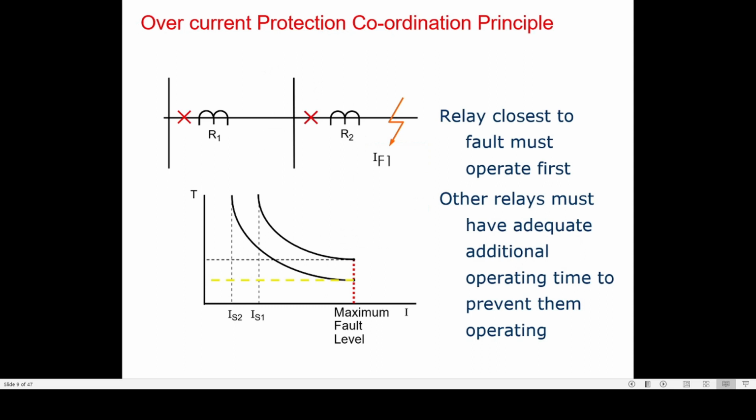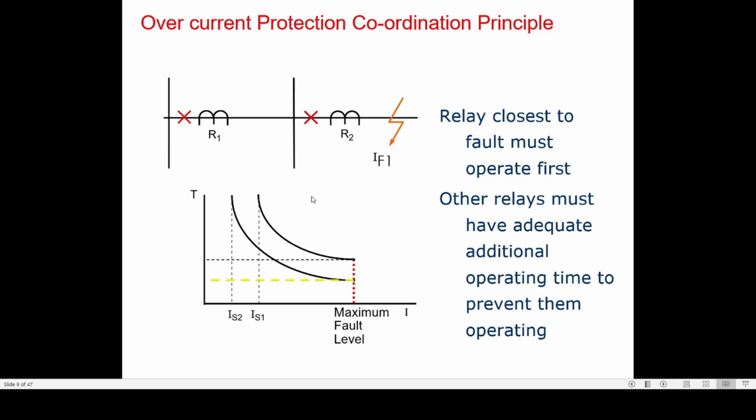But what are the limitations of overcurrent protection? Basically, the major limitations of overcurrent protection come into the complex grid during the coordination of the relays. For example, consider a very simple system having only two transmission lines, and suppose there is a fault at this location, which is known as IF1. There are two relays, R1 and R2. R1 is used for the protection of this line section, R2 is used for the protection of this line section.